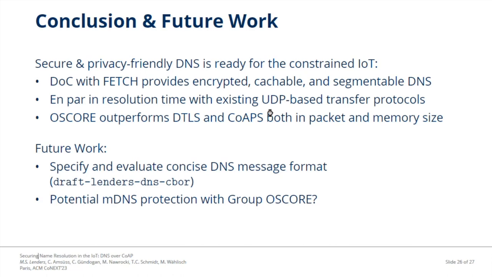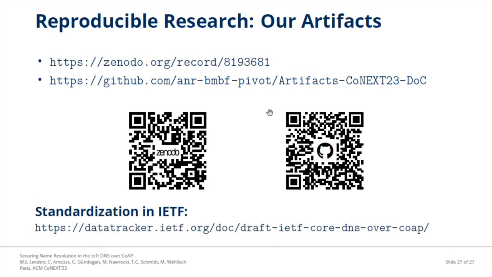You can see there also is an internet draft. We also want to look into the potential of mDNS protection using group OSCORE. So if you want to reproduce our research, we also published our artifacts for that on Zenodo and GitHub. And if you want to look into our standardization process of that protocol, you can have a look into the data tracker of the IETF.